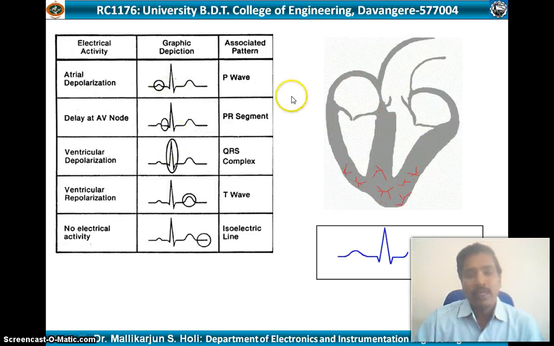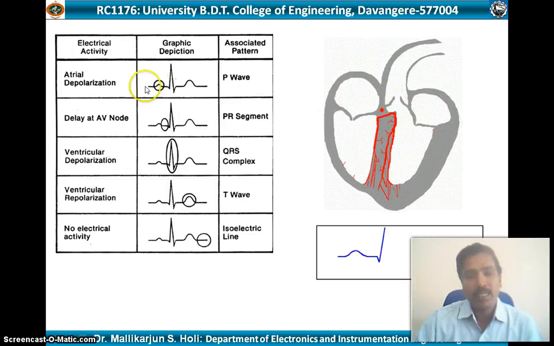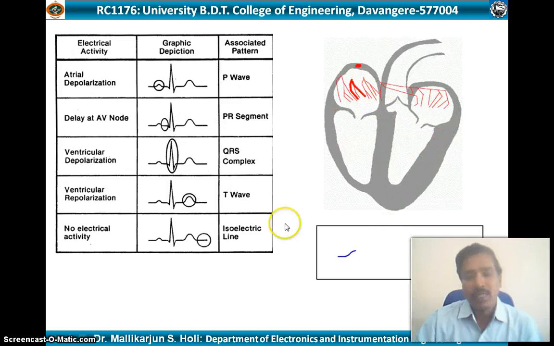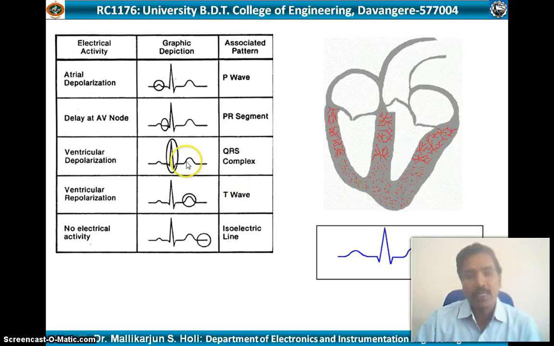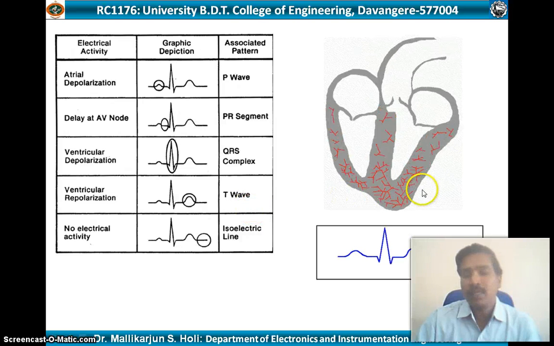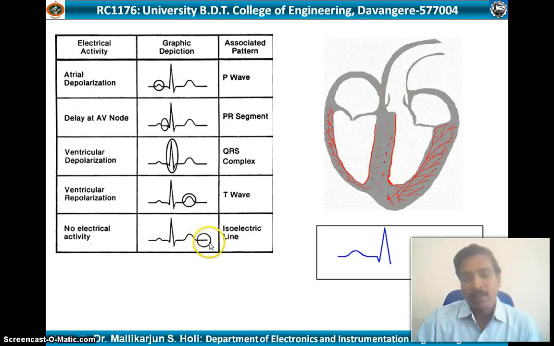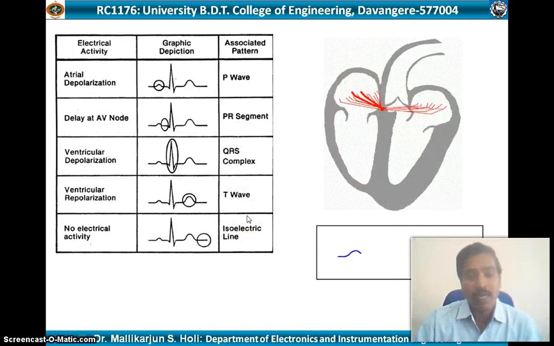When the SA node generates the impulse and it propagates to the atrial musculature, atrial depolarization takes place, and you will get a P wave. After a certain delay, the impulse reaches the AV node, and you get the PR segment. Without further delay, the impulse reaches the ventricular musculature and the ventricles undergo contraction, and you will get a QRS complex. Then the ventricles undergo repolarization, and at that time you will get a T wave here. Then we get back to the isoelectric point. So this is the diagram which shows a correlation between the ECG and the electromechanical activities of the heart.